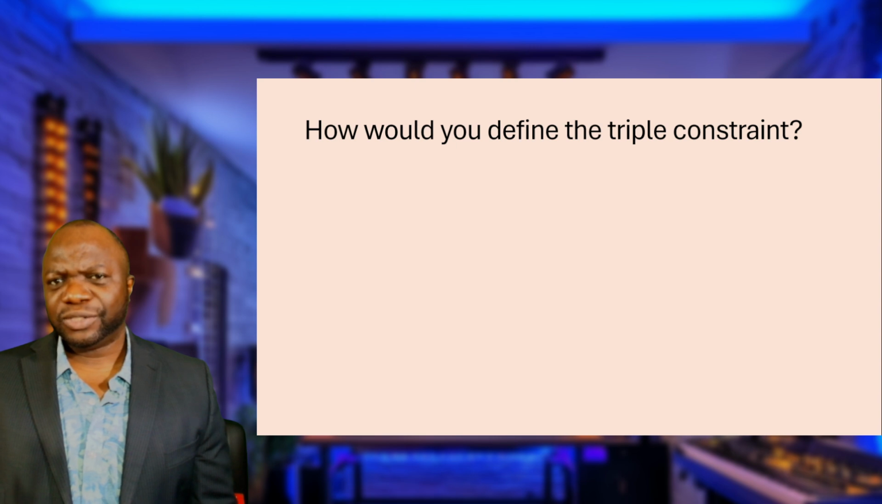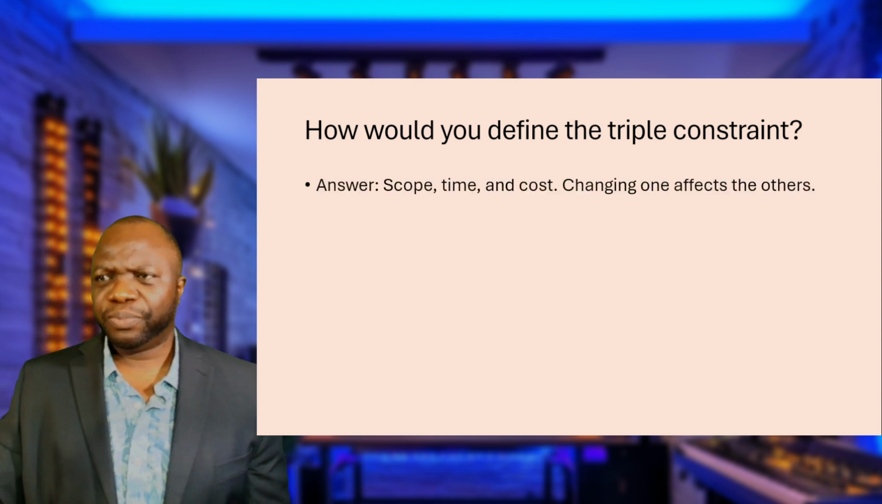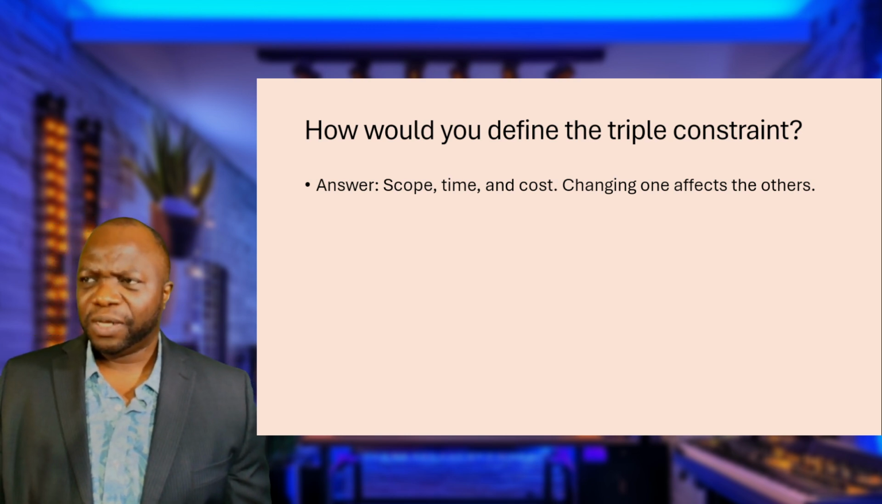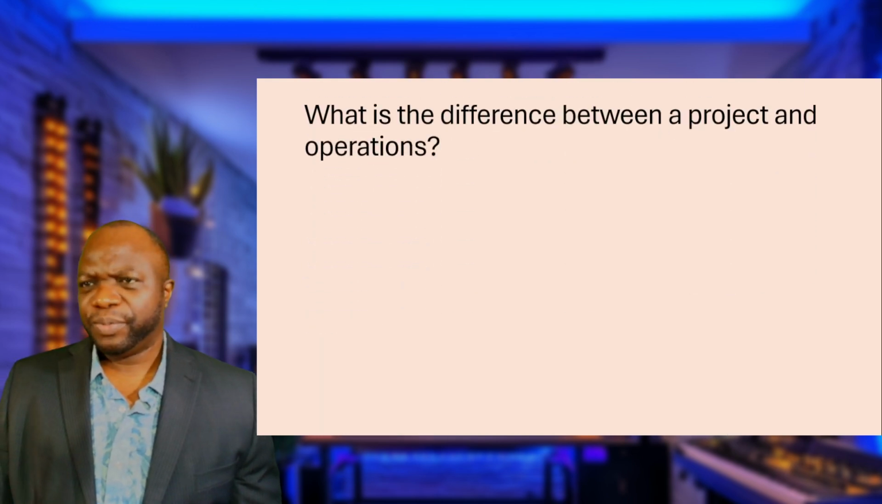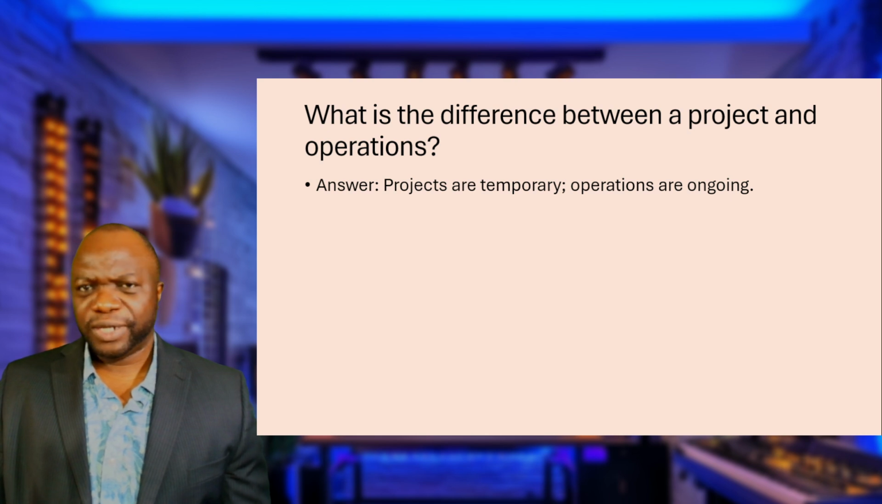How would you define the triple constraint? The answer would be scope, schedule, and cost. Or you could say time. Changing any one of those variables affects the others. What is the difference between a project and an operation? Projects are temporary and operations are ongoing.